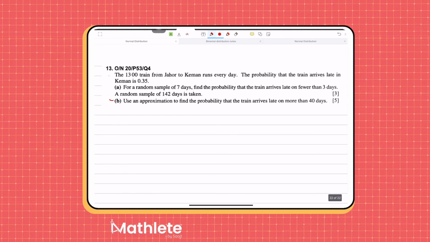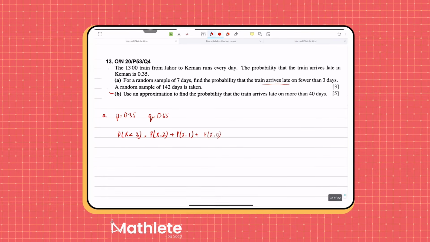So I'm just skipping. I'll do part A as well, although part A is binomial, but let's just do it. So we have to calculate: the 1300 train from J to K runs every day. The probability that the train arrives late in K is 0.35. What are we interested in? We're interested in finding out the train arriving late. That means that is our favorable outcome, 0.35. So inevitably, the unfavorable outcome becomes 0.65. We want to find out the probability of X being less than 3, which basically means the probability that the train is late 2 days, 1 day, or 0 days. Since it's binomial, we have to consider 0 as well.